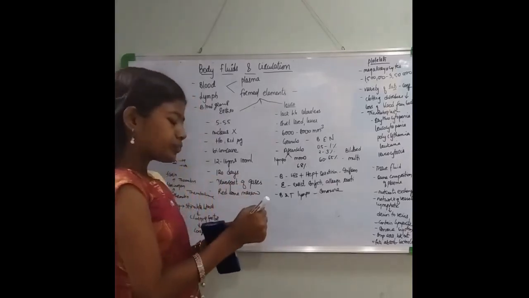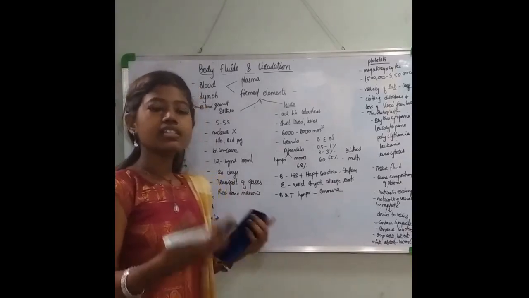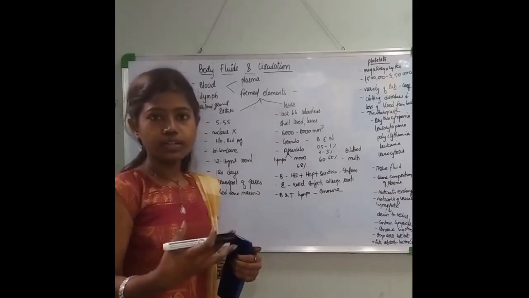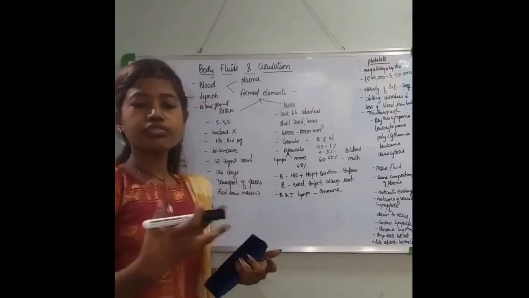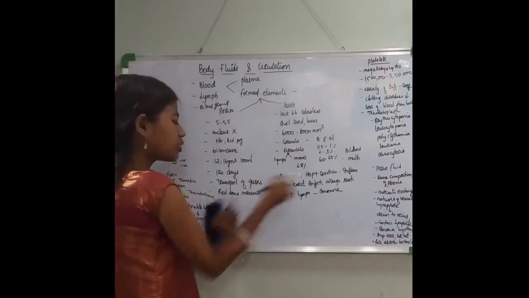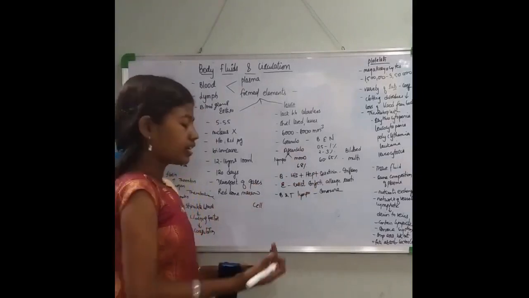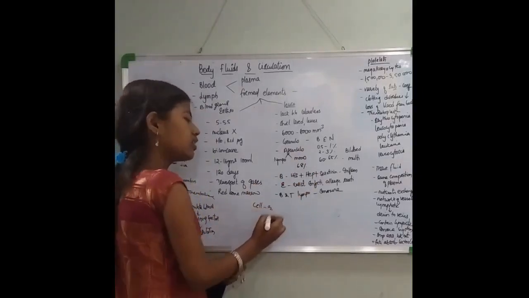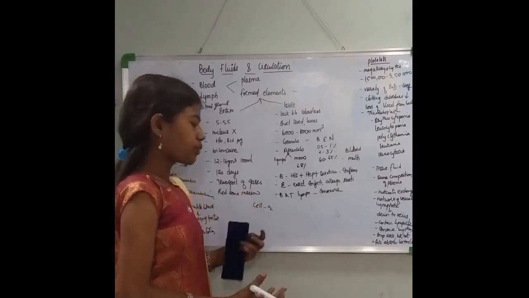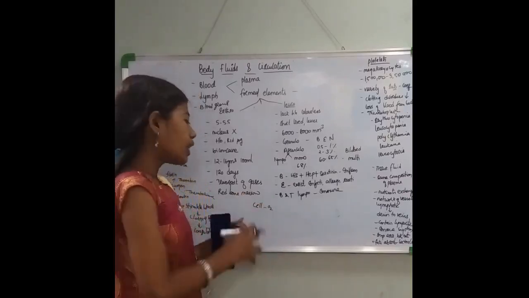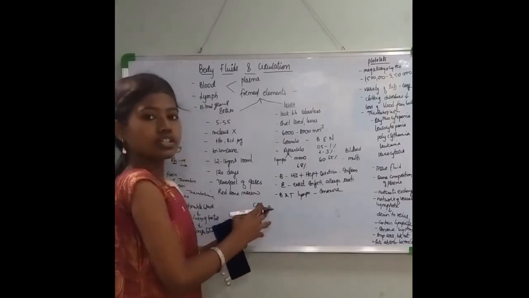So first, when you talk about your body fluids, the basic requirement of our body is O2, right? The basic structural and functional unit of life is the cell. Now these cells, in order to perform their function efficiently, require O2 and other essential nutrients. So you have to provide O2 and other essential nutrients.